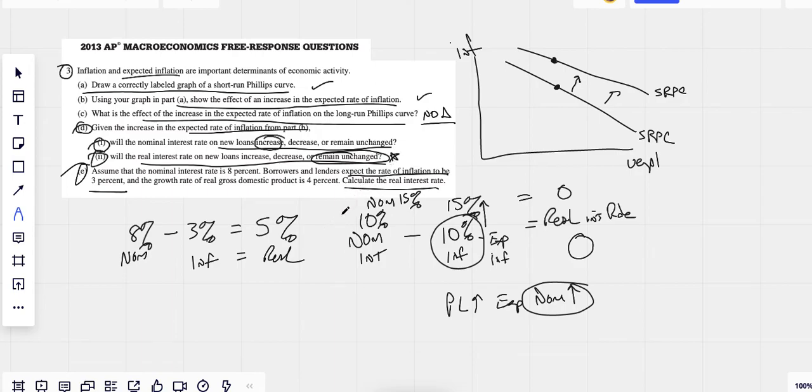Anyway, if this is what it was, remain unchanged, then I was right.